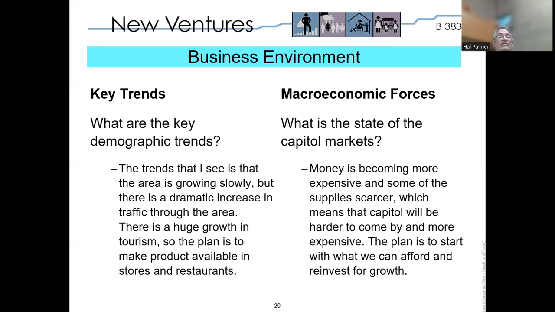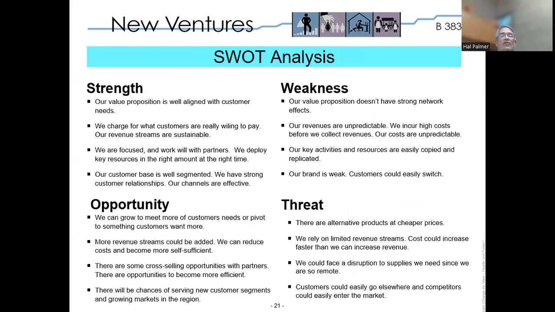Macroeconomic forces. The question is, what is the state of the capital markets? Right now, as you start a business, money is becoming more expensive, and some of the supplies of money are scarcer, which means that capital will be harder to come by and more expensive. The plan is to start with what we can afford and reinvest for growth.